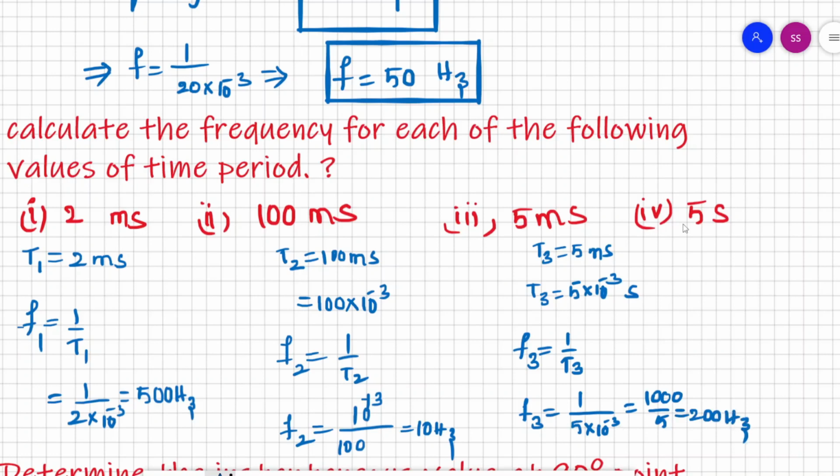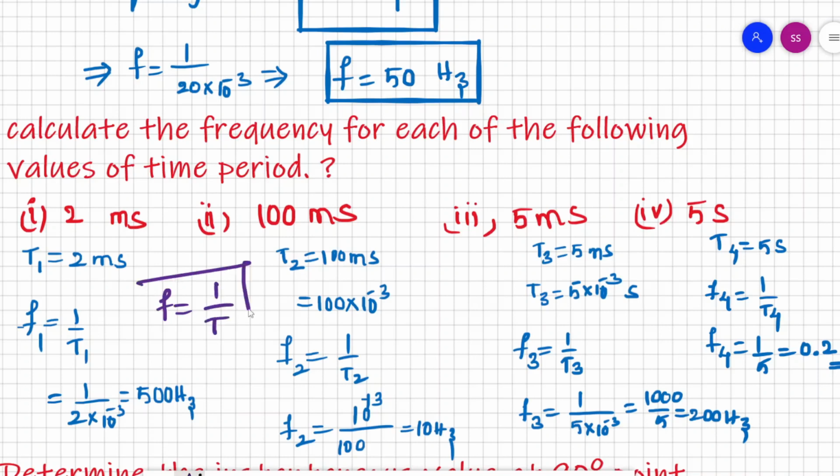F3 is 200 Hz. Now let us find our fourth frequency for 5 seconds of time period. F4 will be 1 by T4, that is 1 by 5 seconds, which is 0.2 Hz. Okay, so this is how you need to find frequency for a given time period. If you are given frequency, you can find the time period with the formula T equal to 1 by F. What you need to remember is the formula F equal to 1 by T, to solve frequency and time period questions. Okay, now let us proceed further.